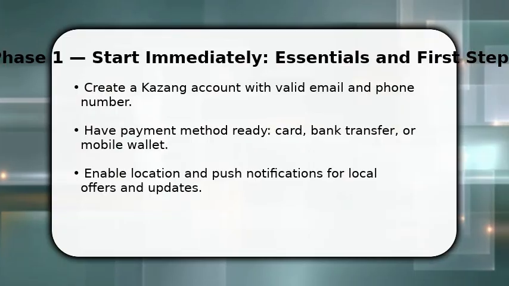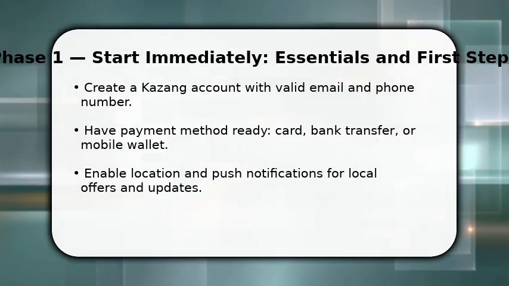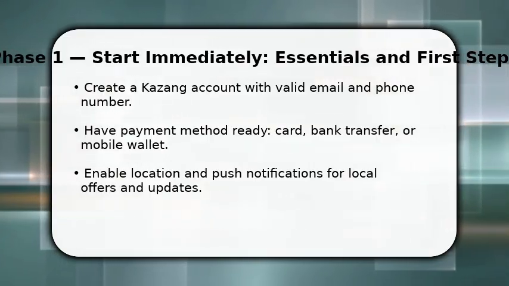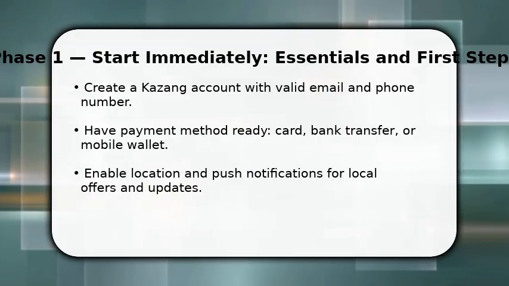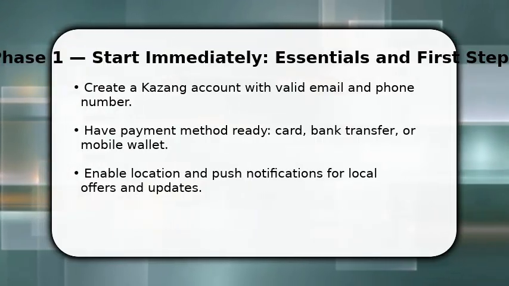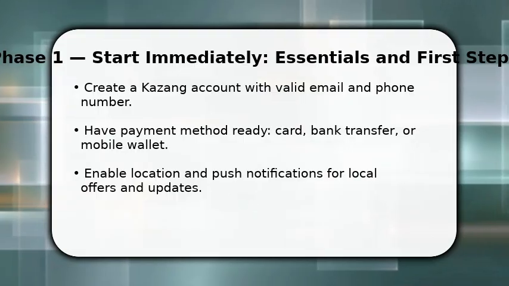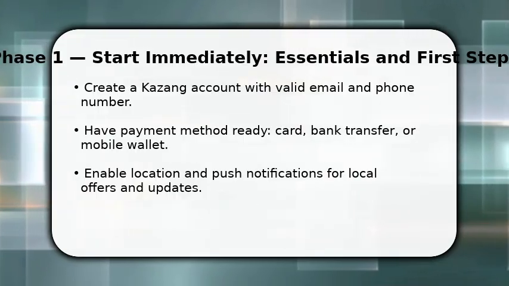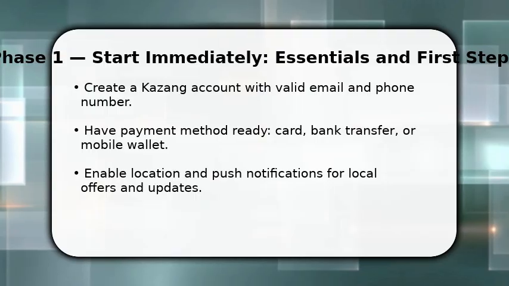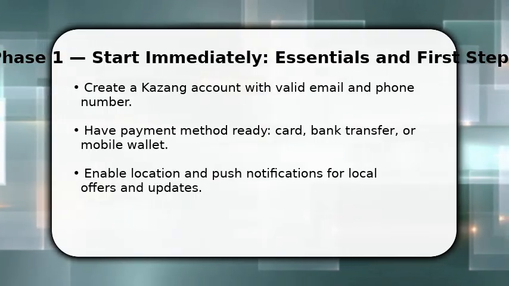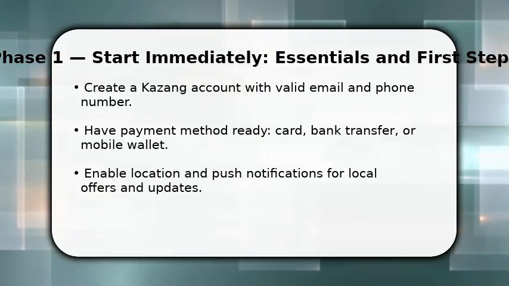You begin by confirming prerequisites: an active Kazang account, a linked payment method, and device permissions for location and notifications. Once done, open the app and sign in. Make sure your profile details match your payment info to avoid verification delays. Tap the home icon to access services immediately.